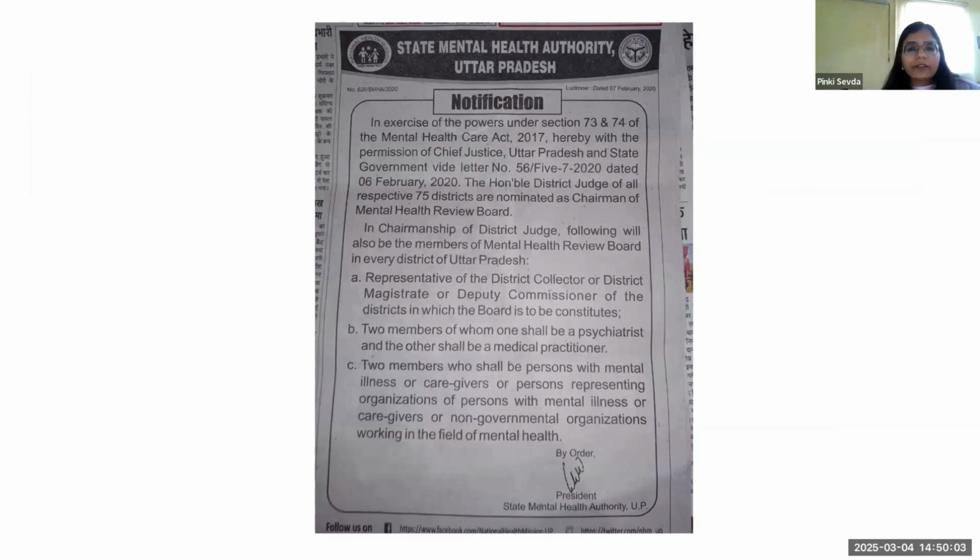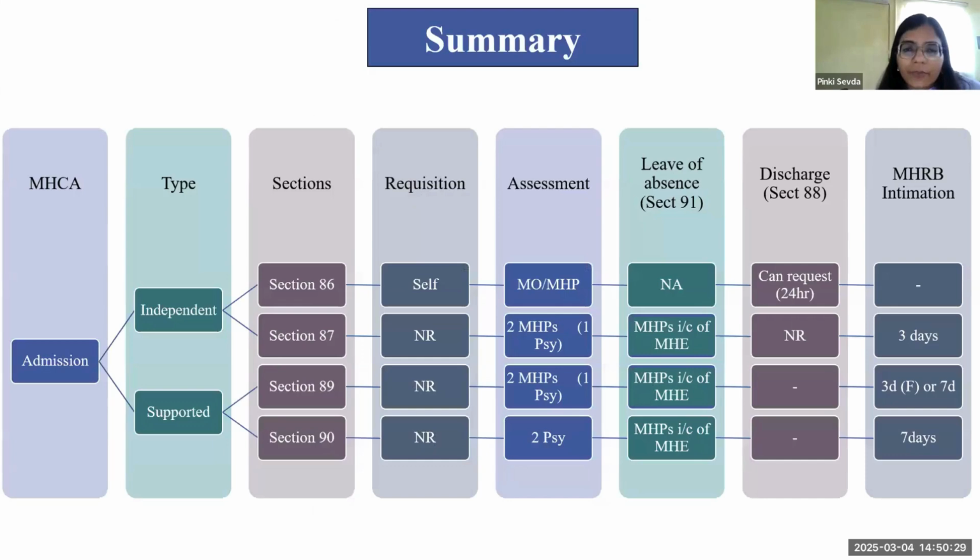UP state. As per this, in 75 districts there is an MHRB, and a total of 6 members are there. One should be the district magistrate, second will be a representative of the district collector, and one will be a psychiatrist, one a medical practitioner, and 2 members who shall be persons with mental illness or caregivers, or persons representing organizations of persons with mental illness or caregivers or NGOs. A total of 6 members should be there.